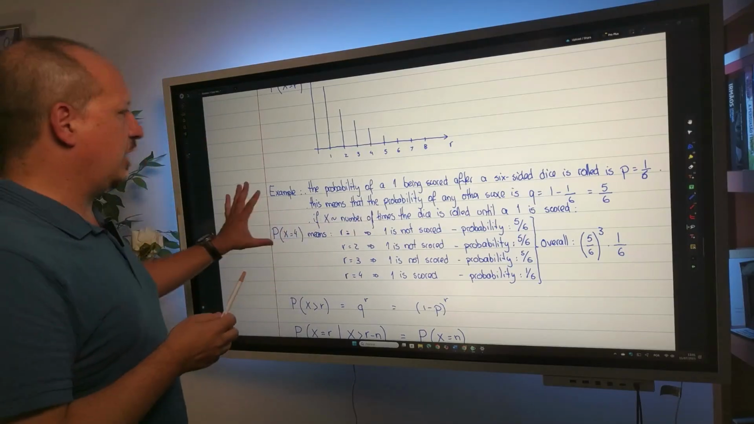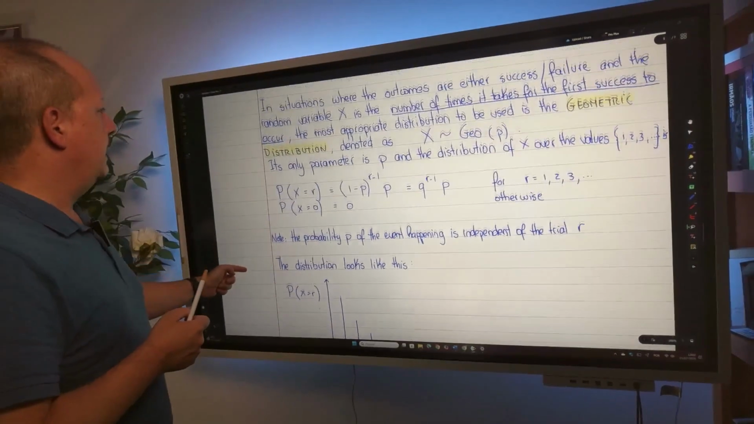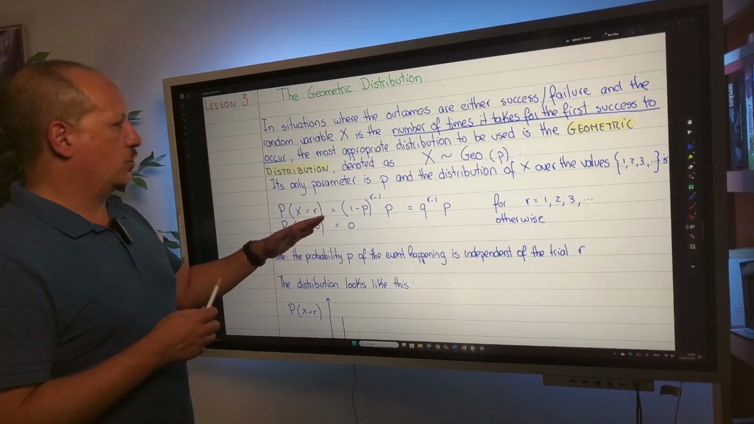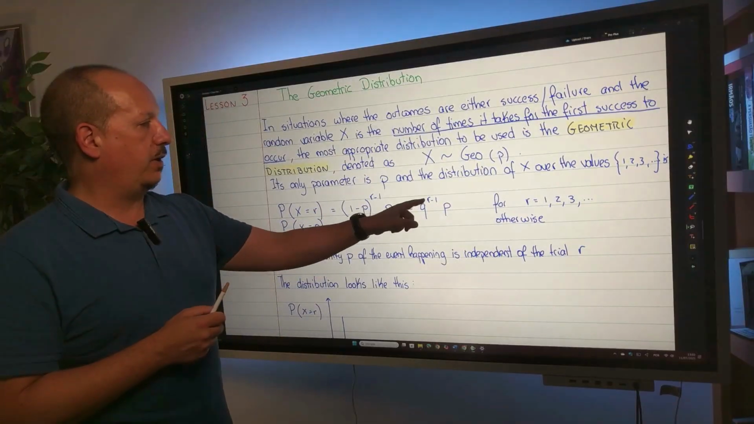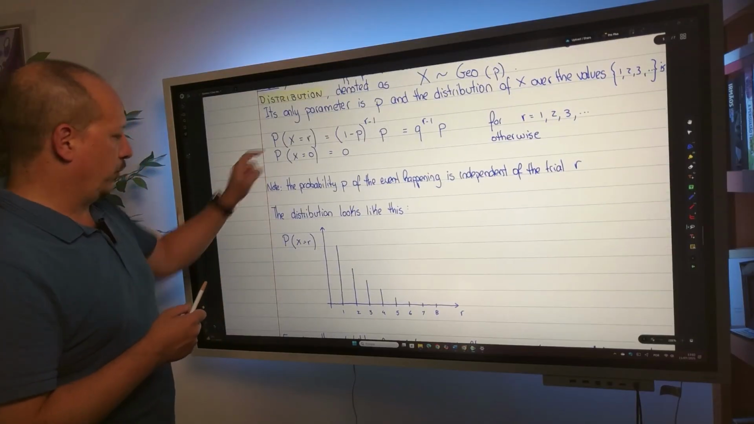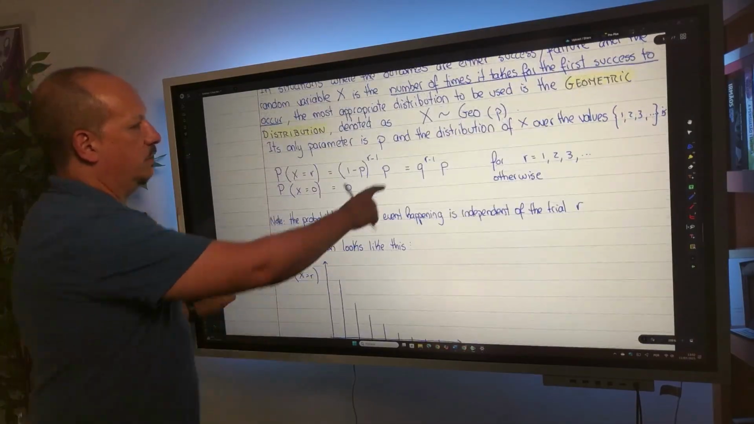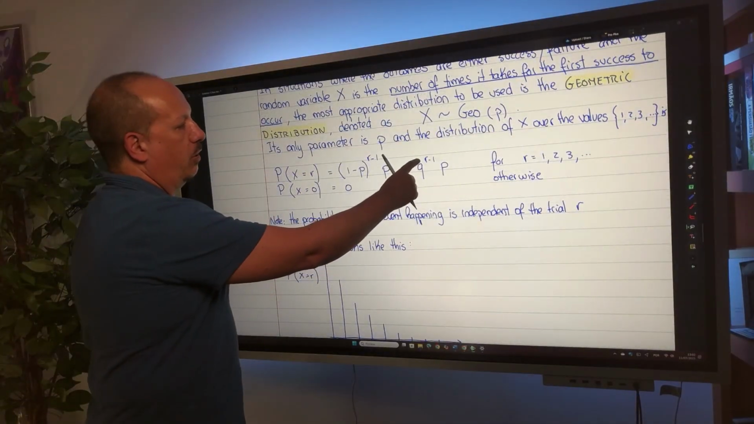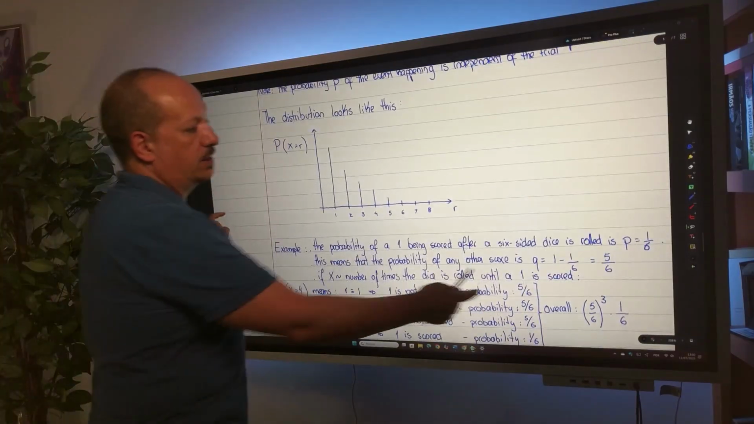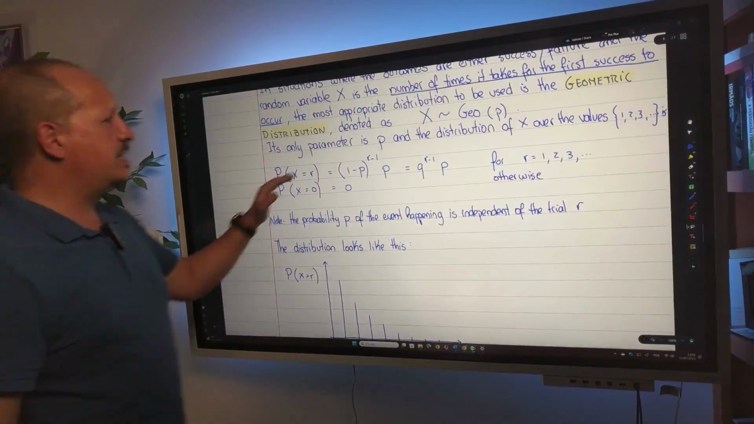So what is the general expression for you to calculate the probability of an event happening on the rth trial? It is going to be basically Q to the power of R minus 1 times P. In this example, don't forget, R was 4. So this is Q to the power of 4 minus 1, which is 3, times P. Q in this case was 5/6. P is 1/6. So this is the expression.